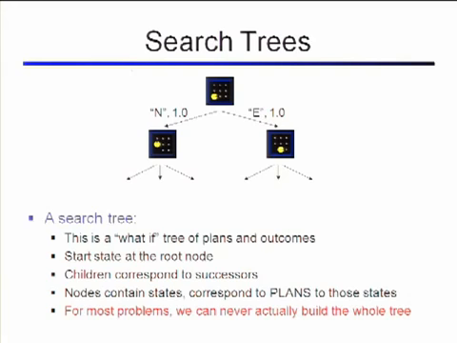The start state's at the root. The children are determined by the successor function. The nodes in the tree contain states, but as we'll see, a search state can be in the tree in multiple places because there are multiple ways of achieving it. So what a node in this tree really is, is a plan, right? This node here corresponds to the plan: I was at the start, and then I moved east. There are other ways to get into this position, perhaps. This node corresponds to that plan.